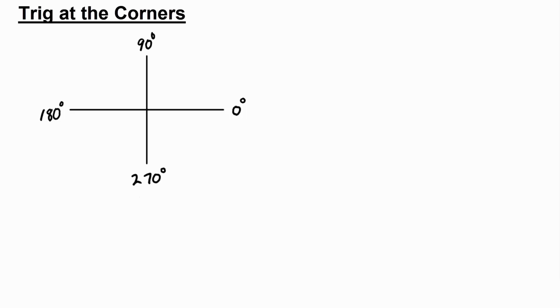Trig at the corners. What do I mean by the corners? They're not really corners, but if you think about it, an angle where the terminal side lies on the initial side is 0 degrees, right? An angle where the terminal side goes straight up and the initial side is, of course, the x-axis has got to be 90 degrees, right? A straight angle.